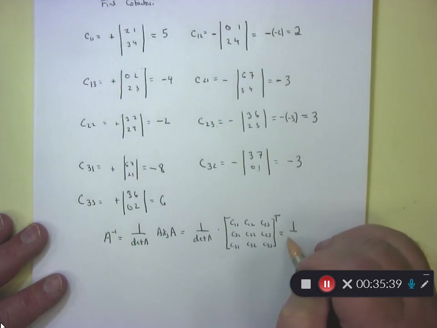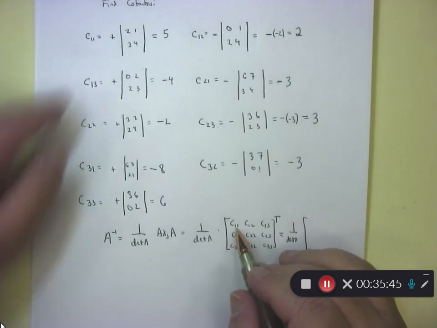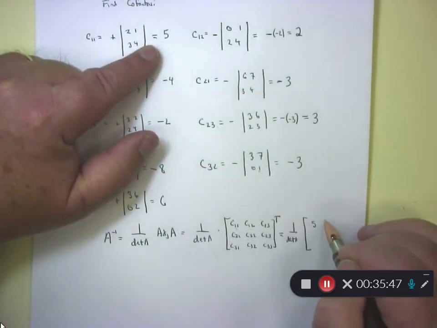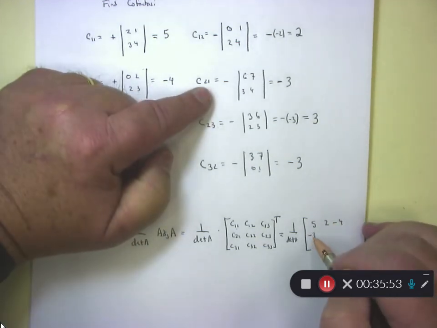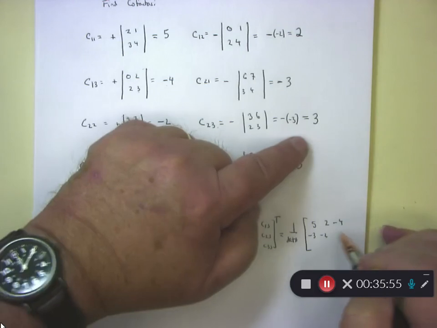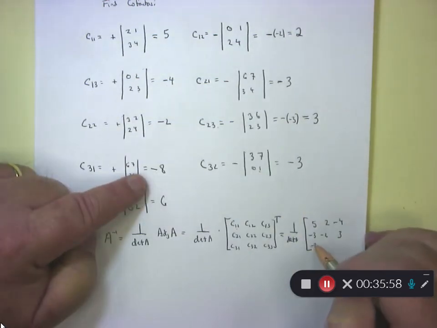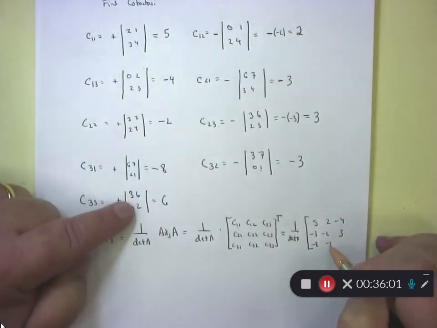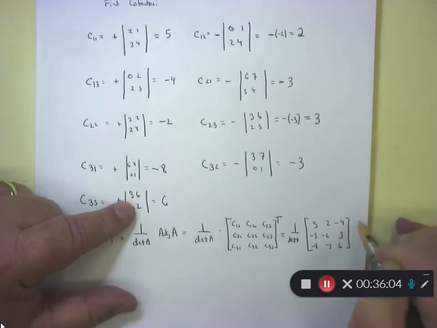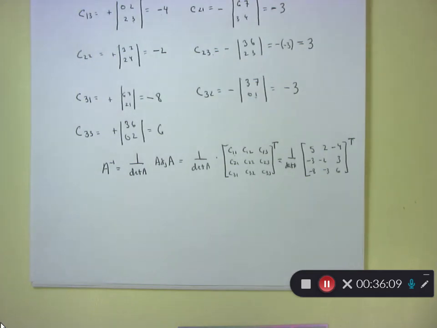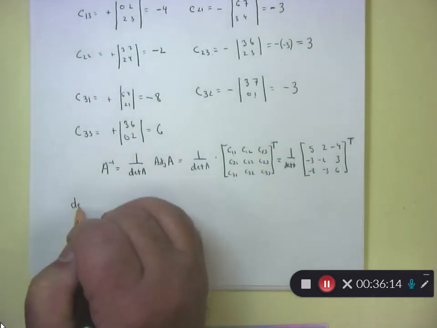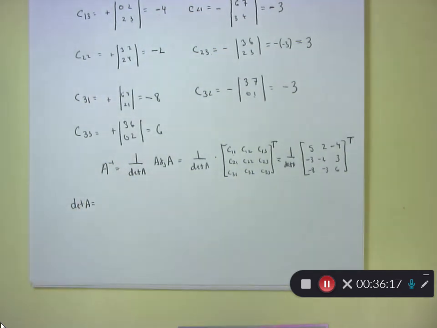So this is 1 over the determinant of A. We'll get that in a second. Let's go ahead and do this guy. C11, what was this? 5, next one is 2, next one is -4. C21 is -3, then -2, then 3, and then -8, -3, and 6. But don't forget, transpose. All right, wait a minute, not done yet. I still got to find the determinant of A. Would you guys mind helping me figure out what the determinant of A is?